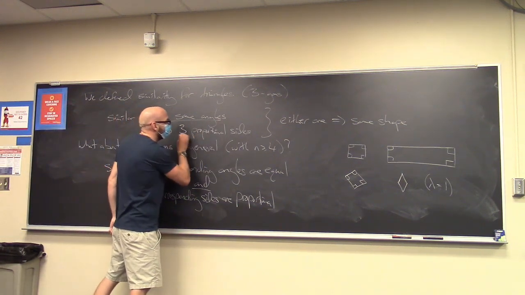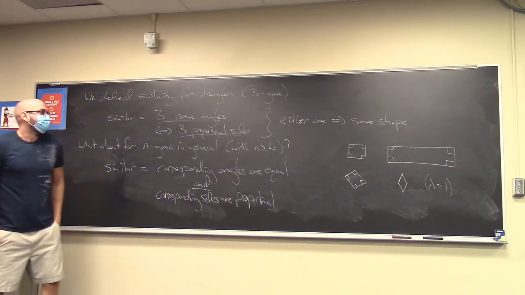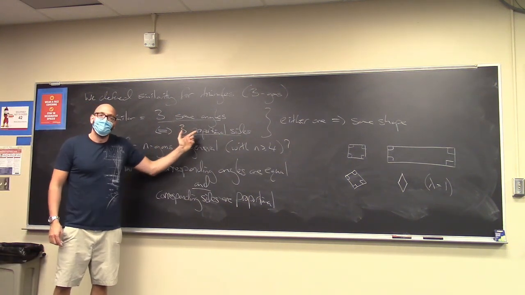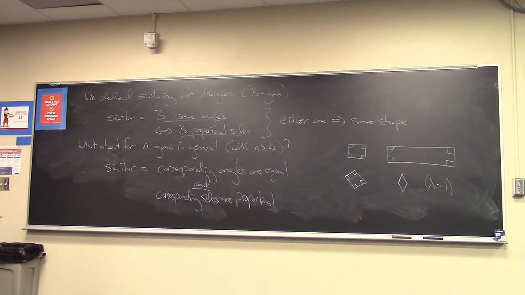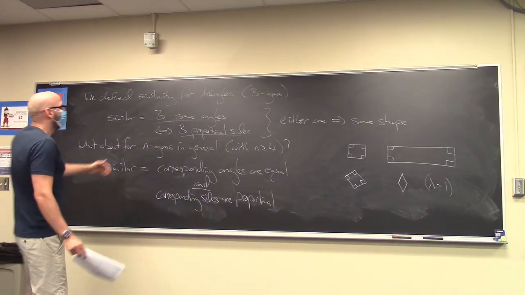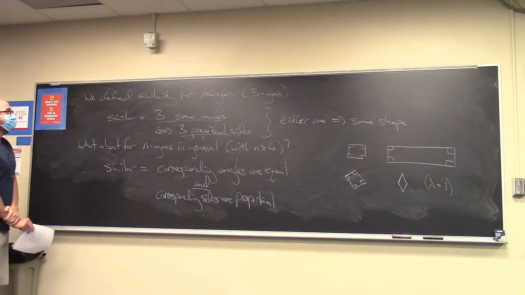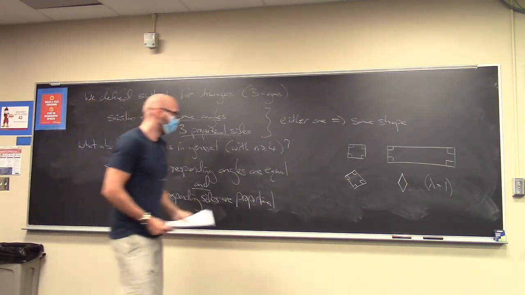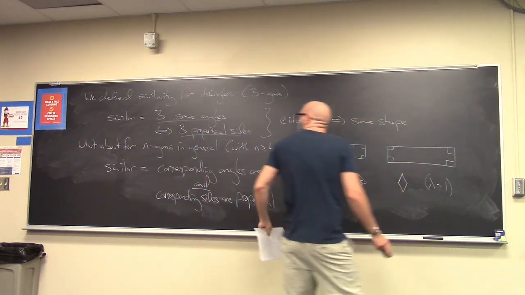If you specify either one of these things are true, all the angles are the same or all sides proportional, then the other one is automatically true. So we don't make this additional definition for triangles because you don't need to. It was a lot of work to show that you don't need to, but you don't need to. Any questions?